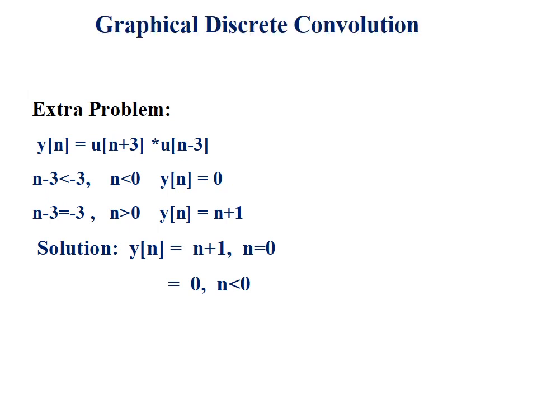One extra problem is given for your implementation. The problem is y of n is going to be equal to u of n plus 3 convolved with u of n minus 3. The solution is for n less than 0, y of n is going to be 0, and for n greater than 0, y of n is going to be n plus 1. Thus, the solution has been summarized here. More complicated problems could also be worked out in order to understand the concept of graphical discrete convolution.